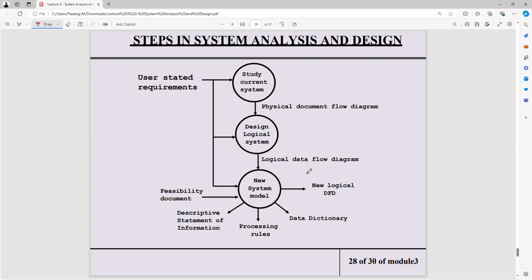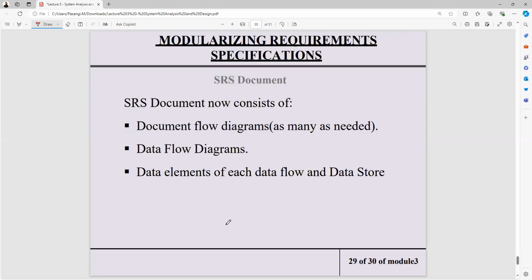Once we receive this new system model, we have the feasibility document going towards the new logical data flow diagram as well. From this new system model, we can have the feasibility document and the descriptive statement of the information and the processing rules, and also data dictionaries as well. All these come in these system analysis and design steps.